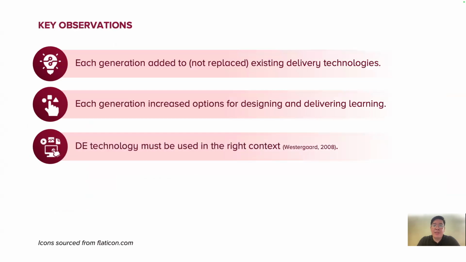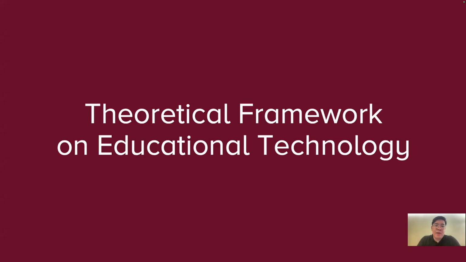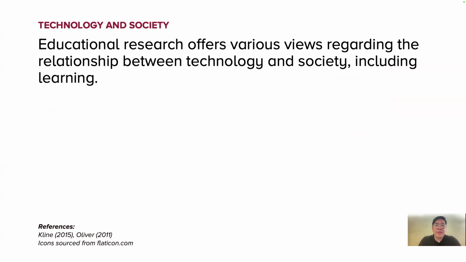Context also matters. The newest technology is not always accessible, nor is it always the most appropriate for a specific learning objective. And as Westergaard reminds us, the use of technology is only as good as the content and the teaching we provide. Parts 2 to 7 will describe the impact of technology on DE. But before we get there, we need to be familiar with theories that put in perspective the relationship between technology and society, especially in the context of distance education.